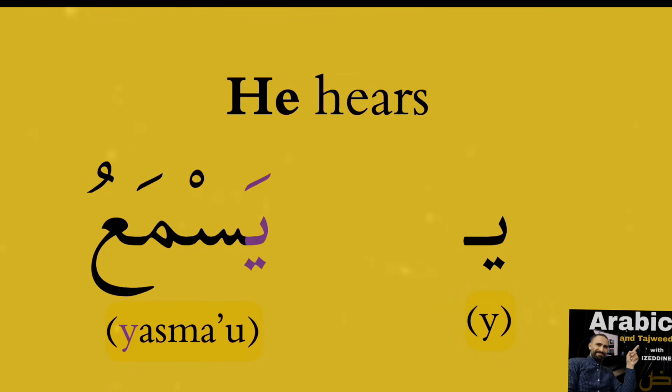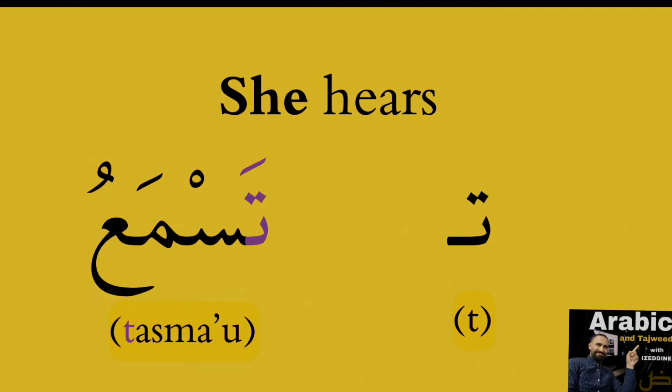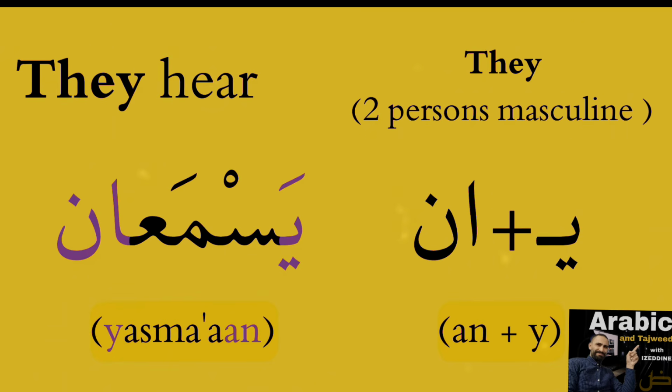He hears. يسمع. Now we have finished with the past and we move to the present. يسمع. In the present. في الحاضر. Okay? هو يسمع. So we add ياء. هي تسمع. She hears. We add a تاء.